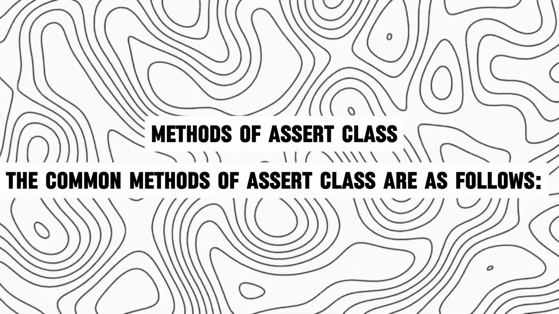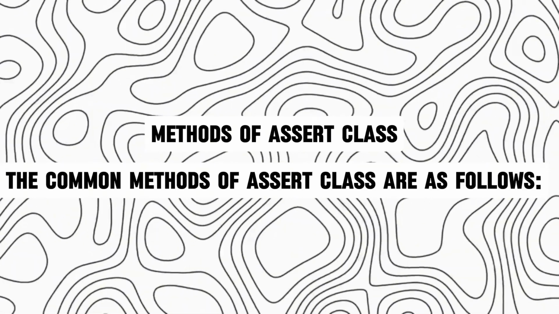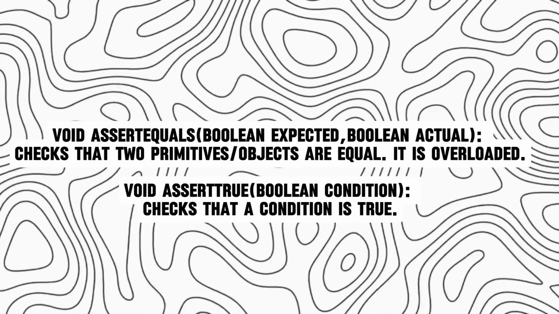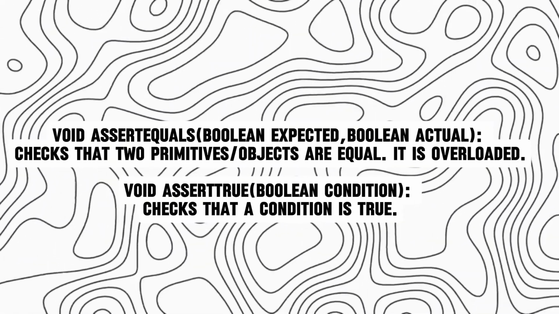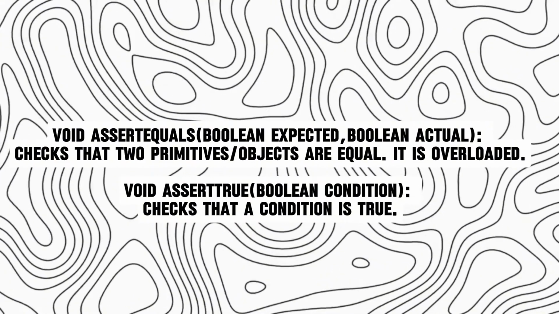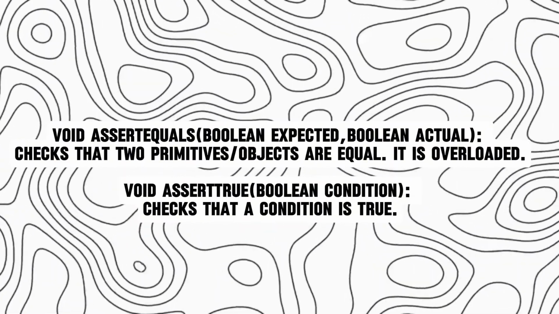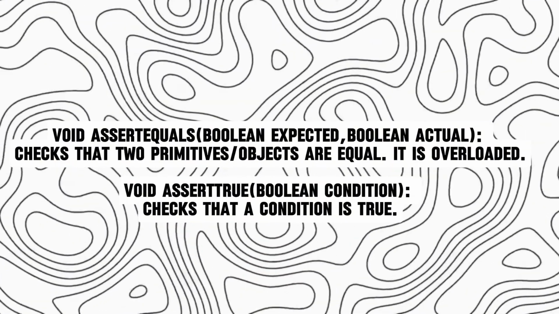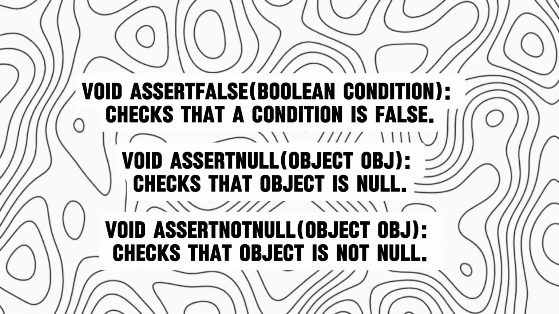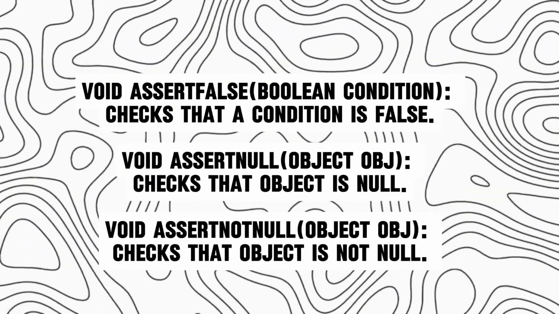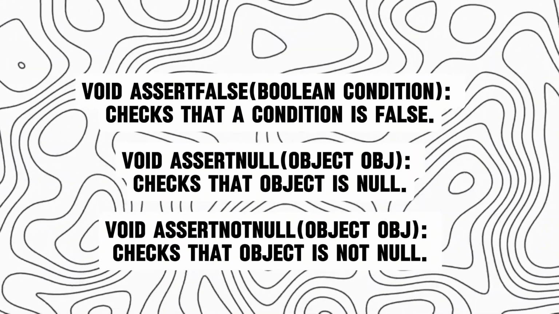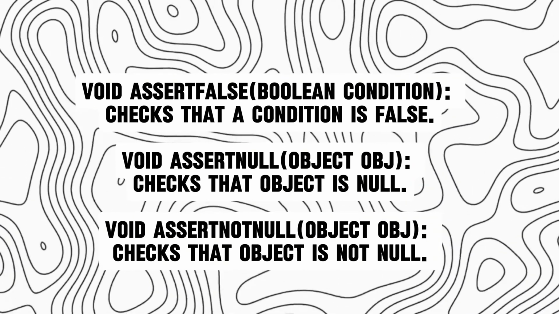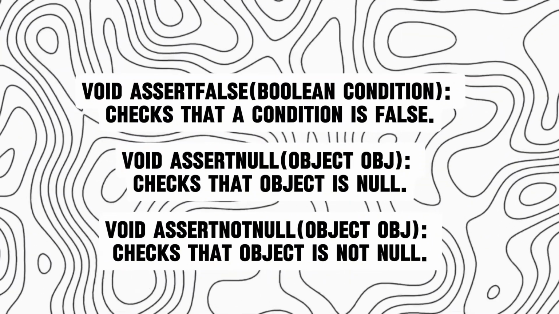Methods of the Assert class. The common methods of the Assert class are as follows. void assertEquals(boolean expected, boolean actual) checks that two primitives or objects are equal. It is overloaded. void assertTrue(boolean condition) checks that a condition is true. void assertFalse(boolean condition) checks that a condition is false. void assertNull(Object) checks that an object is null. void assertNotNull(Object) checks that an object is not null.